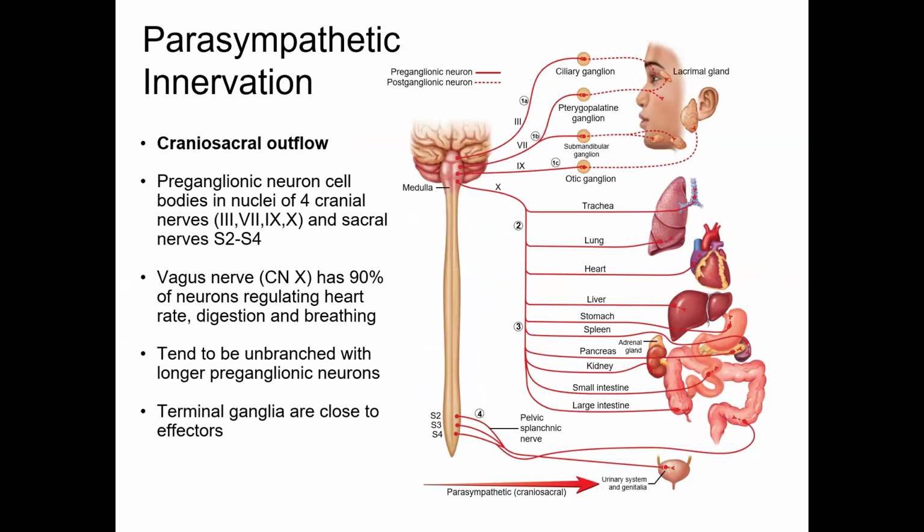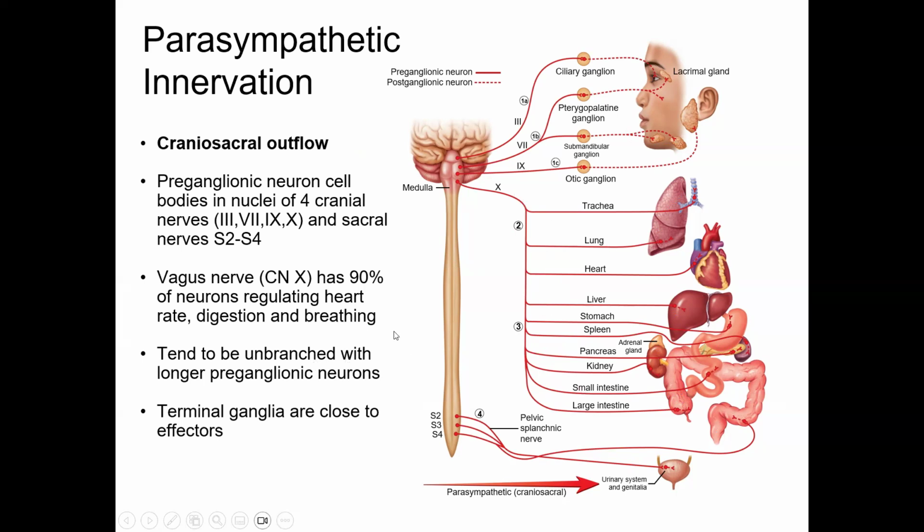For parasympathetic, this is our craniosacral outflow. And so we have a few cranial nerves involved in this division, as well as some sacral nerves down at the very bottom of the spinal cord. The vagus nerve, cranial nerve 10, is really important for the parasympathetic division when it comes to regulating heart rate, our digestion, and breathing. So 90% of the neurons that are in charge of those structures all arise from the vagus nerve. So you can see that here, that branches off big time.